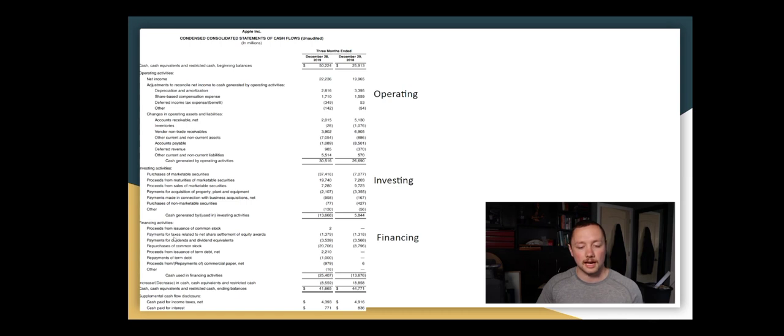They also had to pay taxes, proceeds from issuing stock. There's a bunch of different things in here, but this is basically what happened to the money through operations. Where did you spend it to invest into the company, and how did you finance those operations and investments? That's what you're looking at in the cash flow statement.